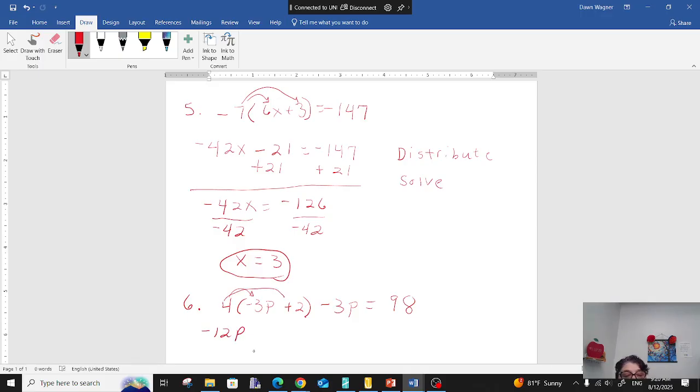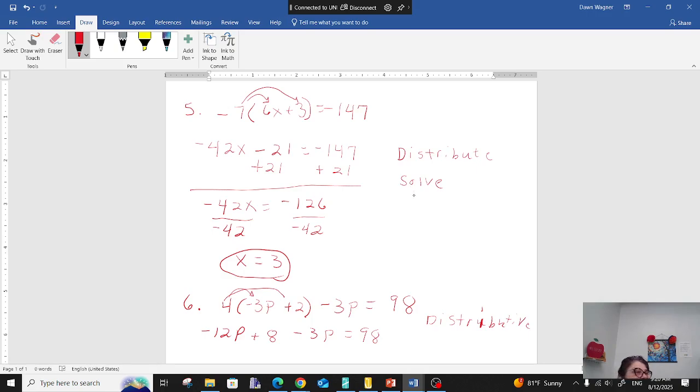4 times 2 is 8. And I'm going to bring everything else down. So I distributed, right? I used the distributive property. Distributive property or distribute. But now I can't just solve.